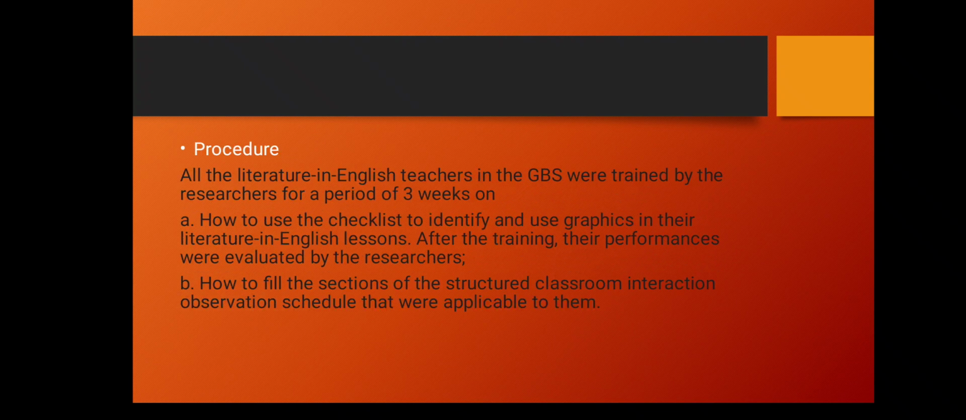Procedure. All the literature and English teachers in GBS were trained by the researchers for a period of 3 weeks on A. How to use the checklist to identify and use graphics in their literature and English lessons. After the training, their performances were evaluated by the researchers. B. How to fill the sections of the structured classroom interaction observation schedule that were applicable to them.